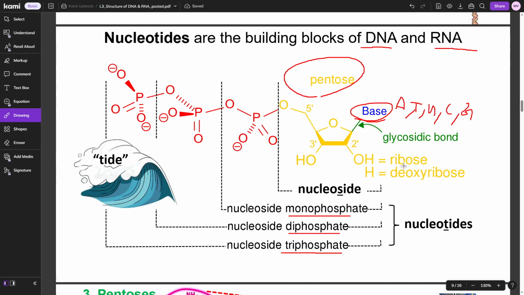We have our glycosidic bond. If it is in DNA, it's going to be deoxy. It's going to have an H. If it's just a normal NTP, it's going to have an OH at this 2'. This 2' OH is very important for DNA structure and RNA structure and the different forms they adopt in water. So that's going to be very important to keep in mind later on.